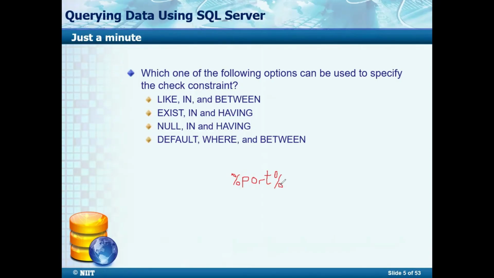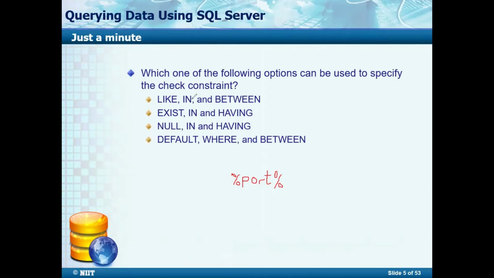What this means is any value that includes pot in the middle. It may have something before it, it may have something after it. So this is going to capture Port Harcourt. In as much as you have zero or anything before the pot, it will capture it. In as much as you have anything or nothing after the pot, it's going to capture it. So that is how LIKE works.